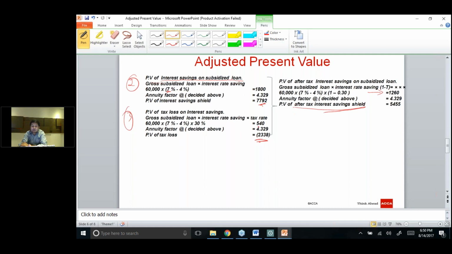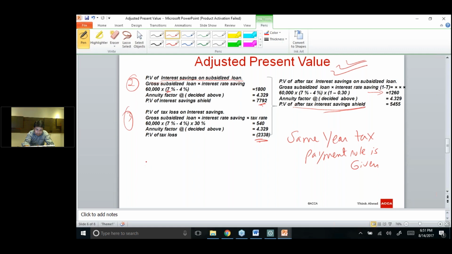Why are there two methods to solve these two steps? In exam, remember the rule: if in exam the same year tax payment rule is given, then you are going to use this single step to solve the present value of after tax interest saving.